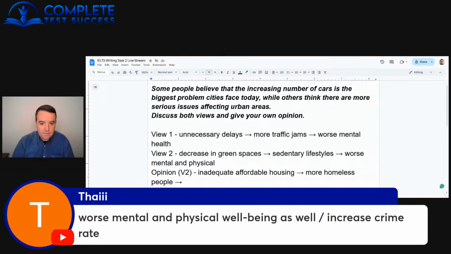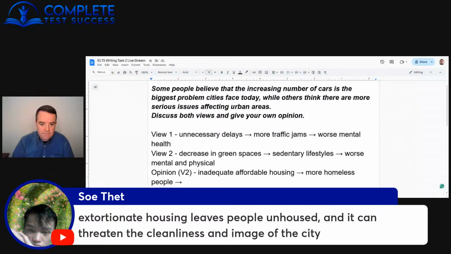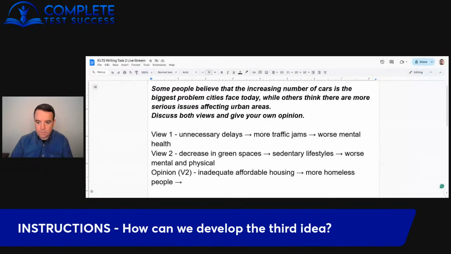Thai, worse mental and physical well-being, increase in crime rates. More homeless people, increase in crime rates. Yeah, I think that might be true. Extortionate housing leaves people unhoused and it can threaten the cleanliness and image of the city. Okay, let's go with increase in crime rates. I think it's a bit less complicated. What you've said is perfect though. So this is suitable, but I'm going to go with the easier option, increase in crime rates, which I don't think is always necessarily the case. Doesn't mean that someone's homeless means they're going to commit crime, but it does logically follow from one to the next.